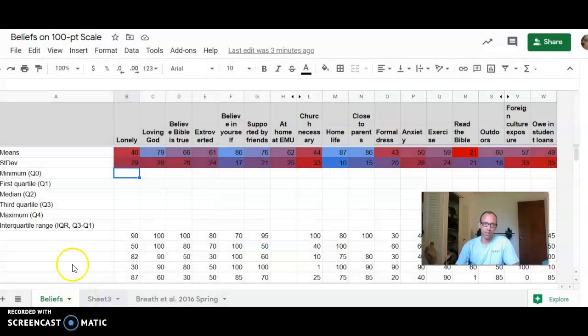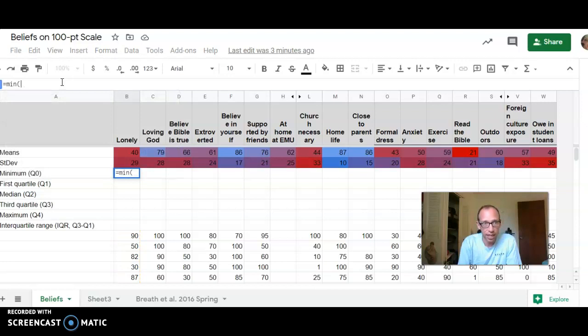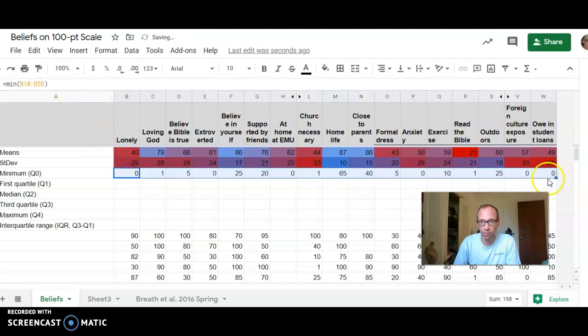We don't typically say this, but you could say that the minimum value is the 0th percentile, and the maximum value is the 100th percentile. So how do we calculate these and look at them for a set of data? The minimum is just MIN, and I'm just going to type out cell references here. So I'm getting all the data from B10 down to B56 and going across.